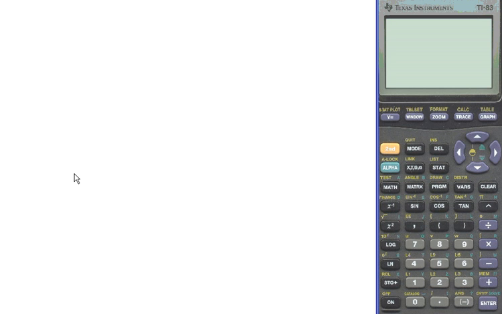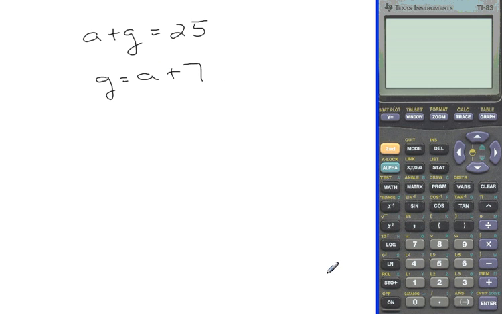So if the total number of states between the two is 25, then we can say that Austria plus Germany equals 25. And we know that Germany has 7 more states than Austria, so the number of states in Germany equals Austria plus an additional 7.